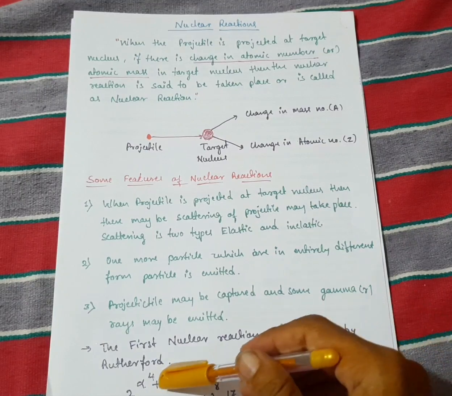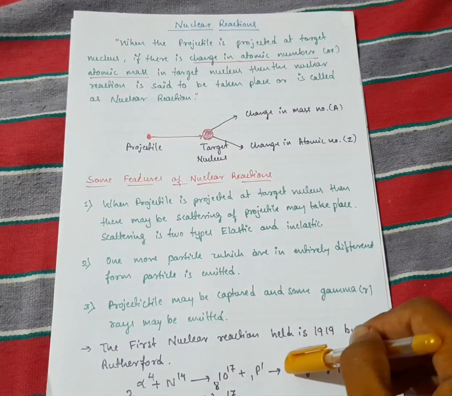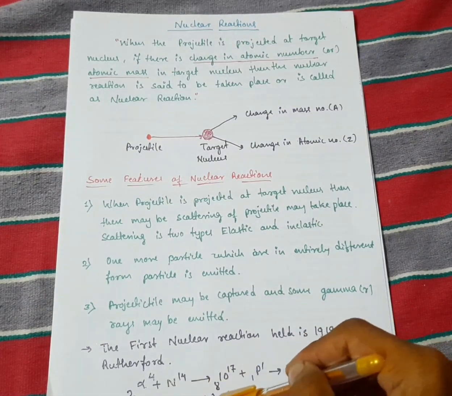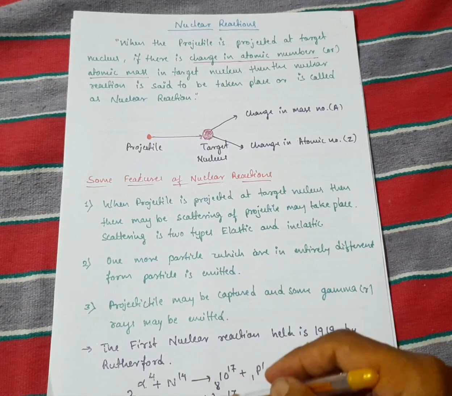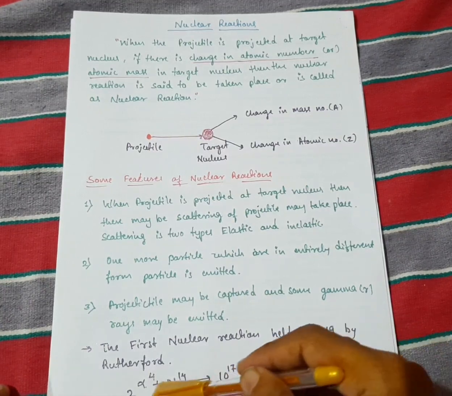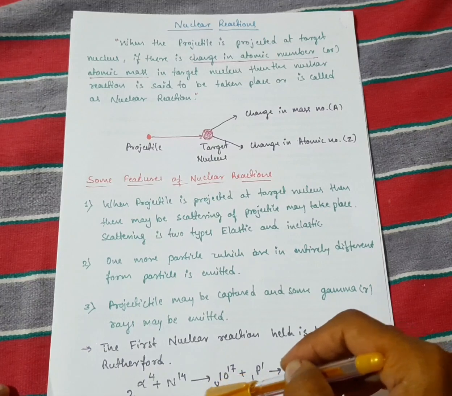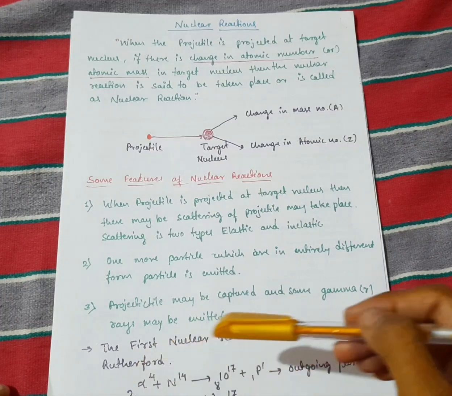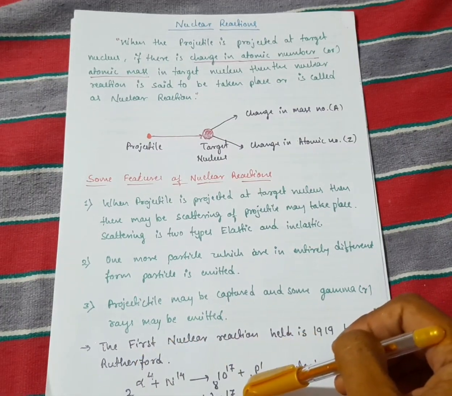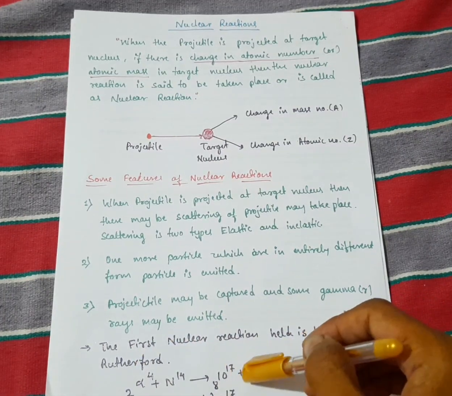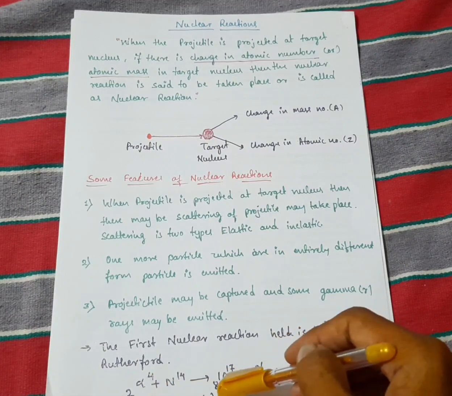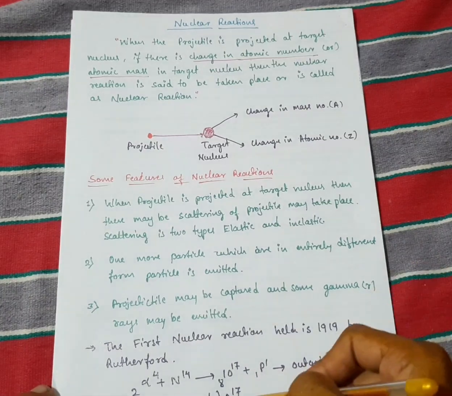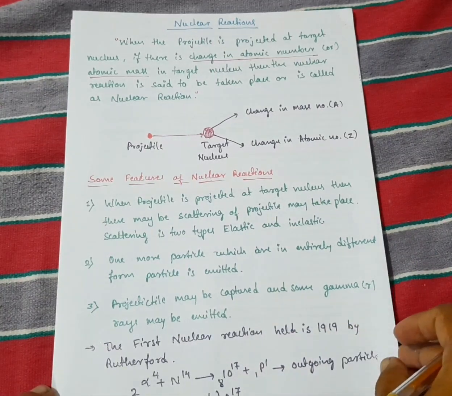That's why the equation must be balanced. So this is the outgoing particle. We can represent a nuclear reaction in this way also. We keep the incident and outgoing particles inside the bracket, and the target nucleus before and after the reaction we write outside the bracket. This is the other way to represent nuclear reactions.